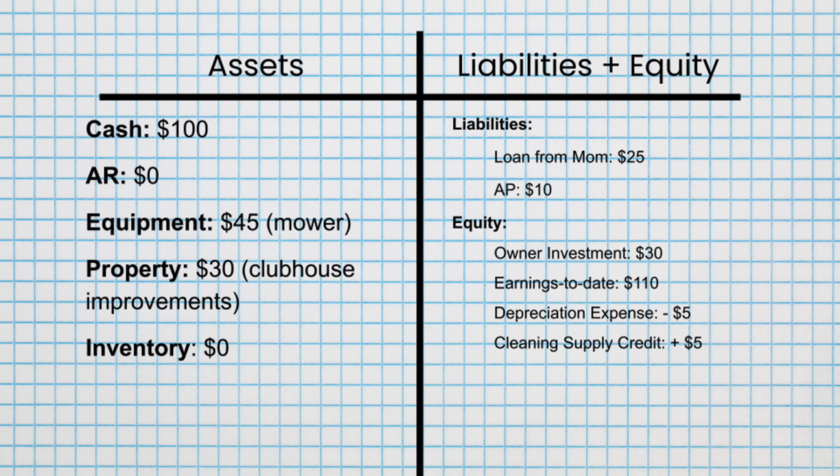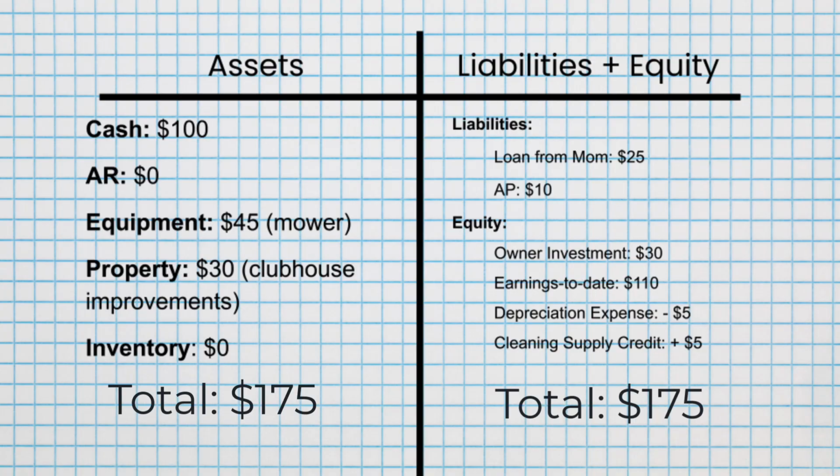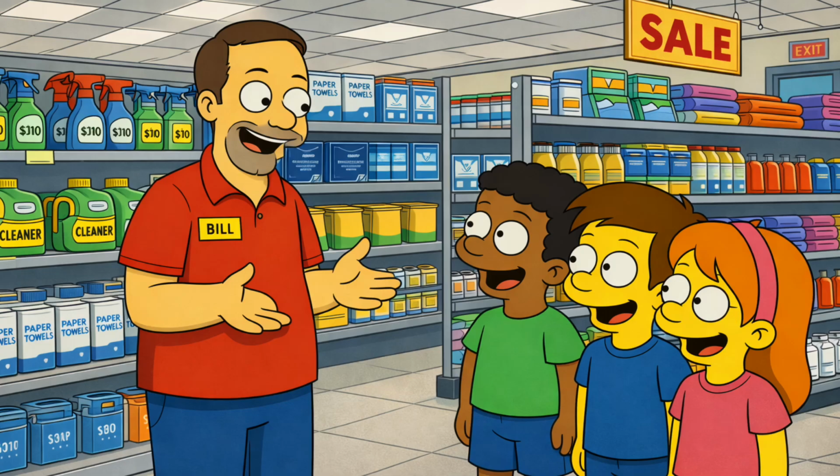So let's check the equation. Assets of $175 equals liabilities of $10 in the form of accounts payable plus a loan of $25 for a total of $35 plus equity at $140 for a total of $175. Perfect. So the kids jog over to the corner store to settle their balance.